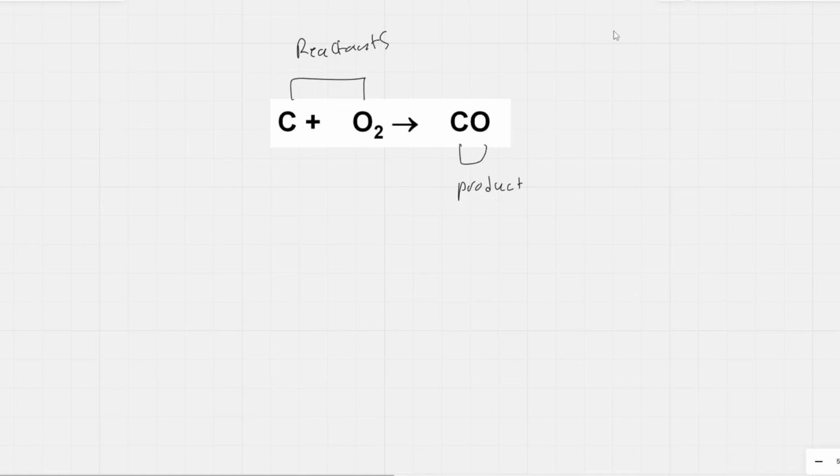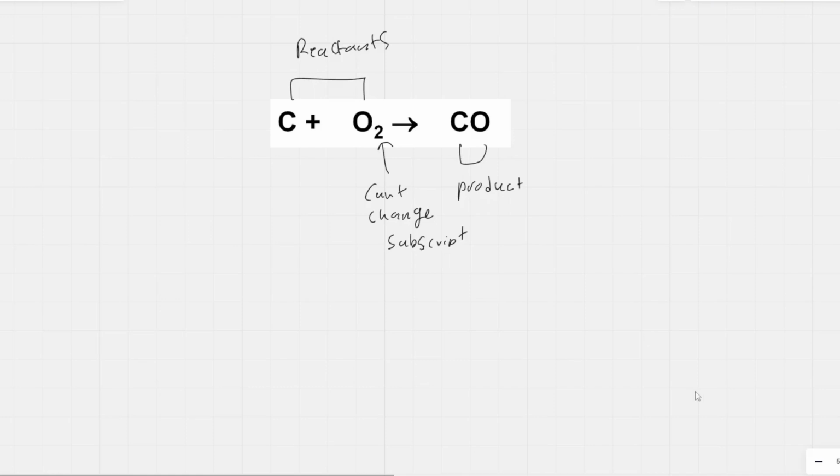Now, one thing that is really important when it comes to balancing chemical equations is that you cannot change the subscript, and the subscript is this number right here. You can't change the subscript. That's super important to understand. It always stays the same in any chemical equation for the products and the reactants. So let's get to solving this.